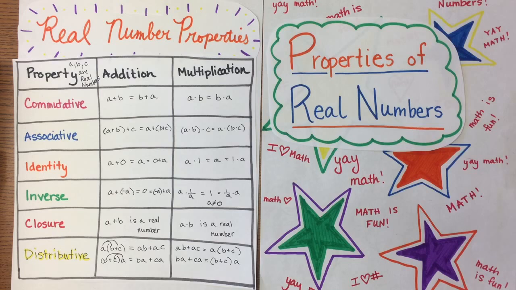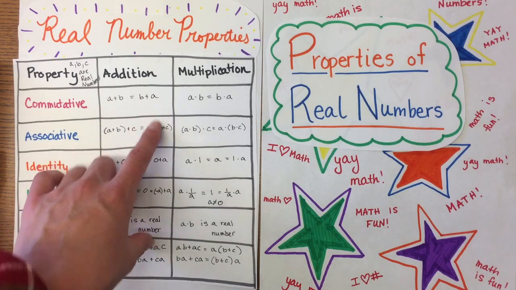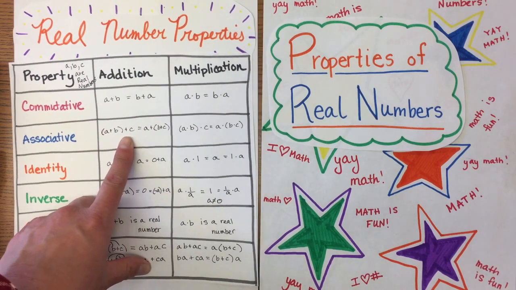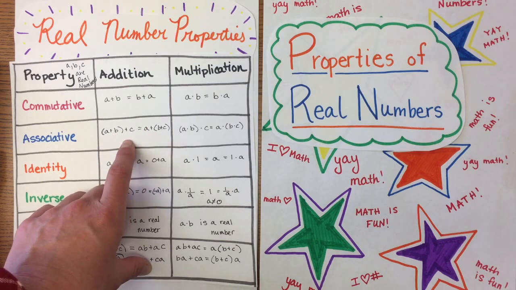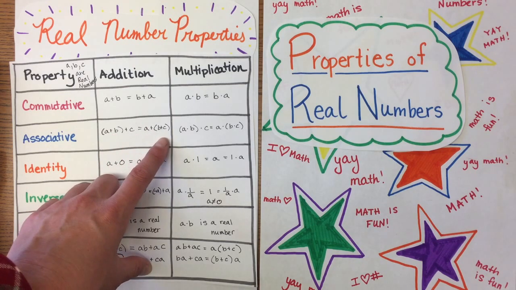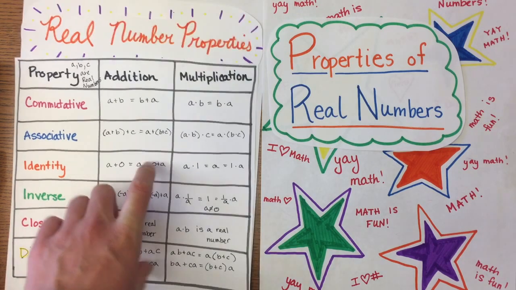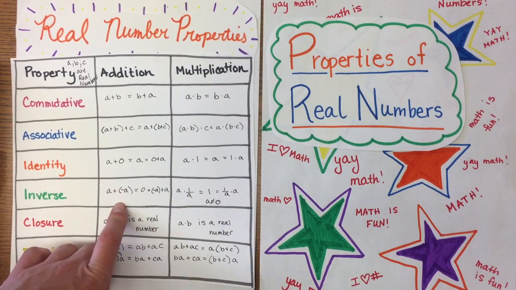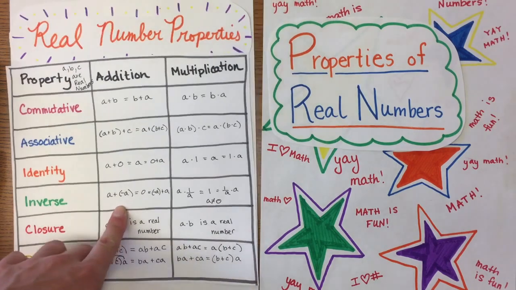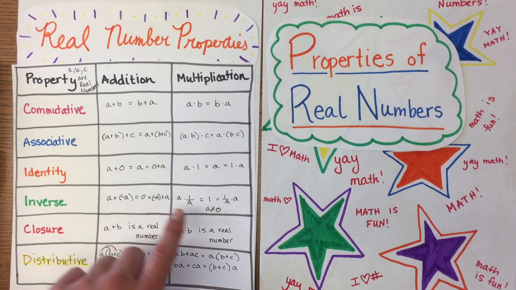Remember, commuting is to move, so our values are actually going to move their position. Associative has to do with grouping, so our grouping is actually going to change, but the order of the values doesn't. So nothing moves, but our grouping does change. Identity property, what do we have to add or multiply by to get the original value? Inverse, what do I have to add or multiply to get rid of the original value? In addition, getting rid of the value gives us 0. In multiplication, it gives us 1.